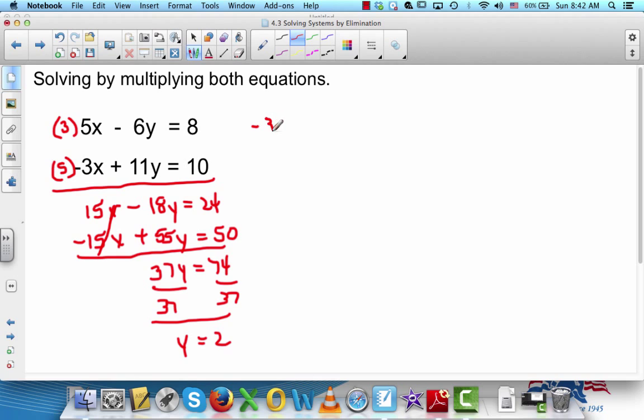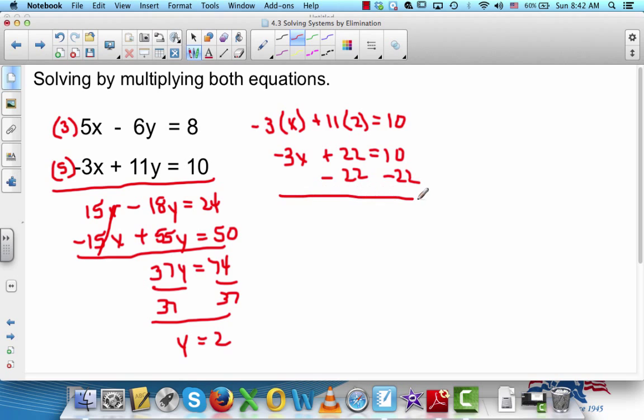Come back to your second equation and we put in negative 3 times x, plus 11 times 2 equals 10. That gives us negative 3x plus 22 equals 10, minus 22 on both sides. And that leaves us with negative 3x equals negative 12. We divide by negative 3 on both sides of the equation, and that leaves us with x equals 4.